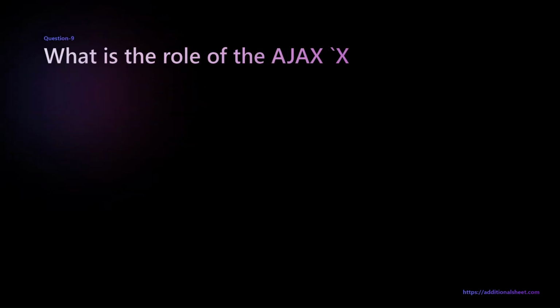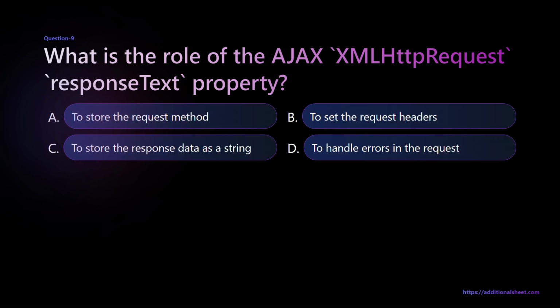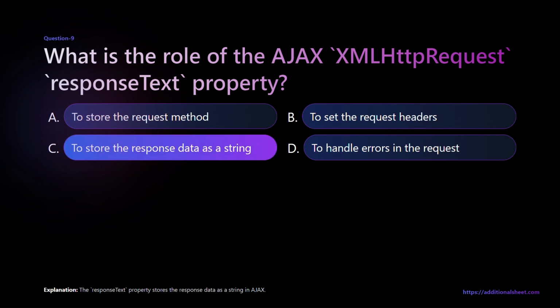What is the role of the AJAX XML HTTP request response text property? Option A, to store the request method. Option B, to set the request headers. Option C, to store the response data as a string. Option D, to handle errors in the request. The correct answer is option C, to store the response data as a string.